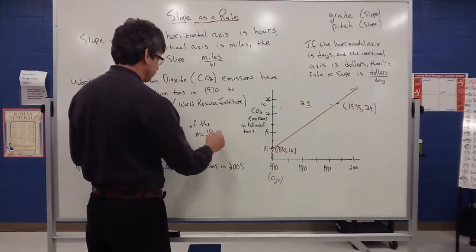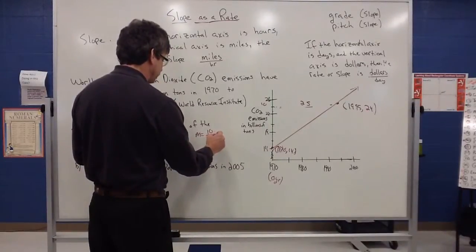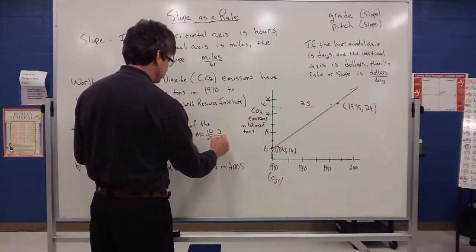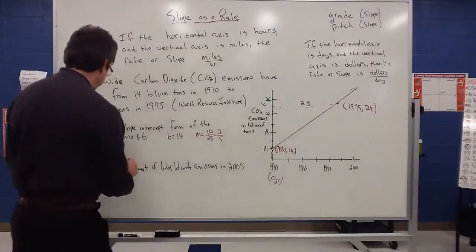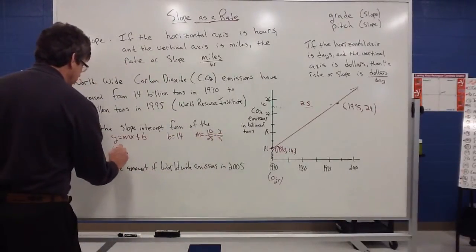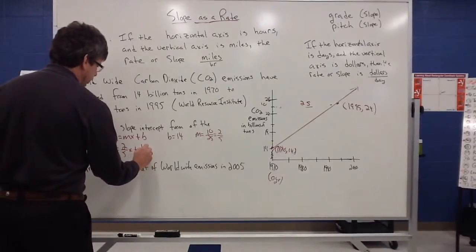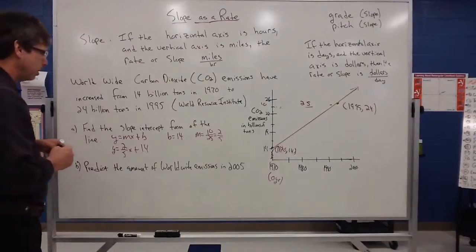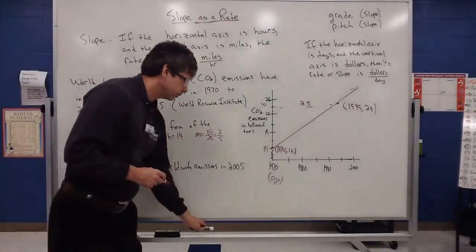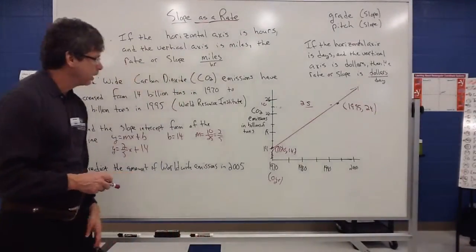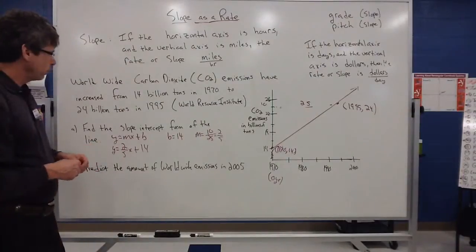I can reduce that down, I can take a 5 out and make it 2/5. So I can write this as y equals 2/5 x plus 14. That could be my linear equation for this. Okay. So there is our slope-intercept form of our equation.